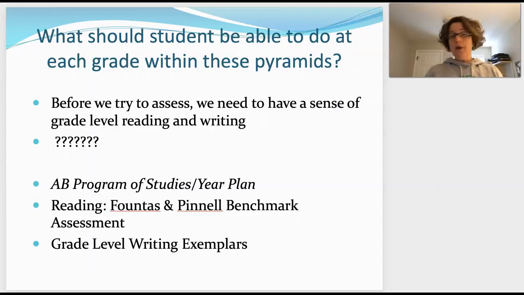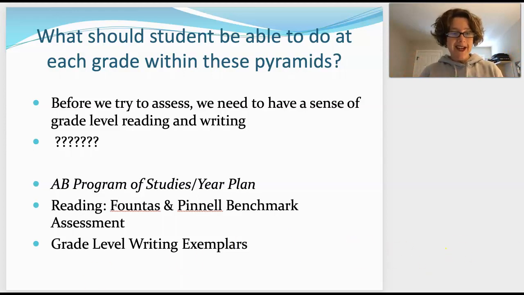I think, however, before we start to say, oh yes, I can assess a child's comprehension and I can assess a child's writing if they can actually express themselves, I'm going to take a step back and say, what should students be able to do at each grade within these pyramids? Before we try to assess, we need to have a sense of what is grade level reading and writing?